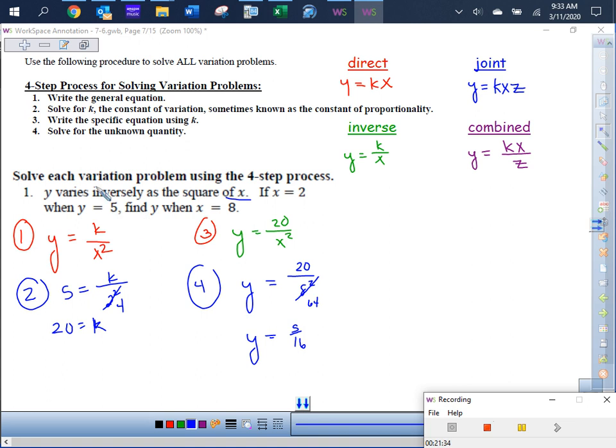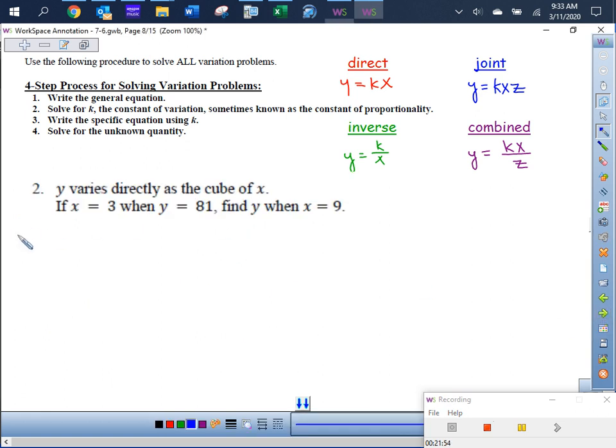Here's what I got. I ended up subbing in and solving for k. A lot of people forget to square the number, like when they get it in. They do like y equals 20/8, and it's like, whoops, you've got to do 8 squared in that case. So just watch out for that. Cool. Let's do it again. Let's write line 1 of this one. Line 1. Y varies directly as the cube of x.